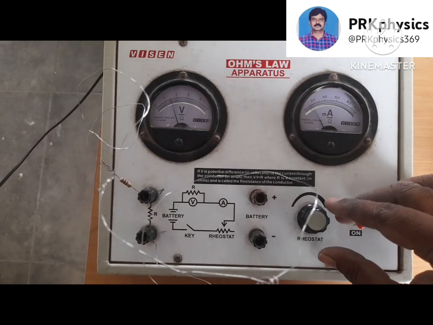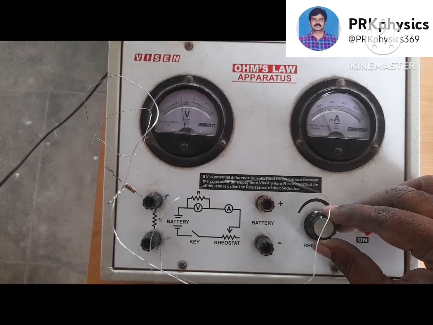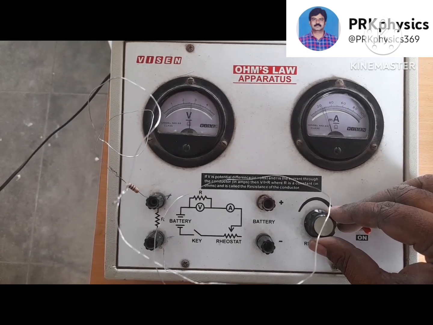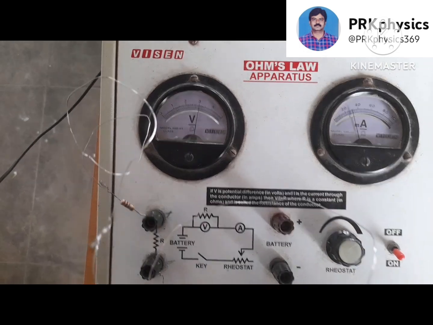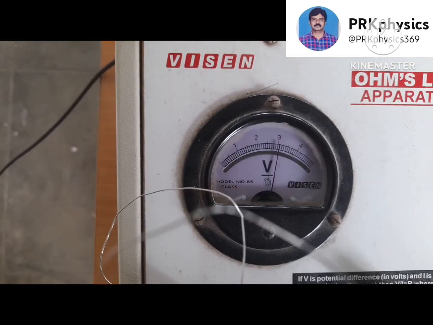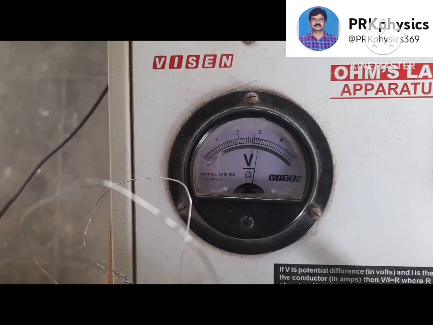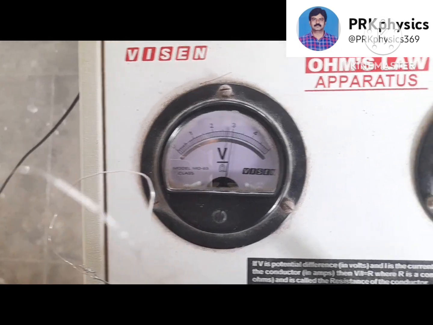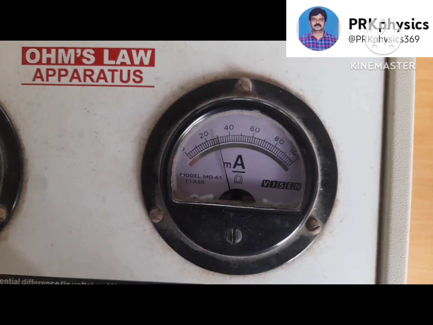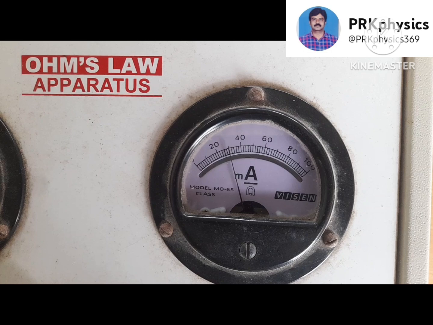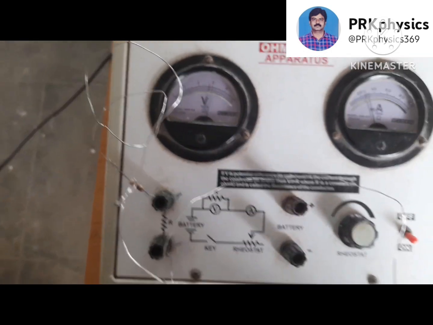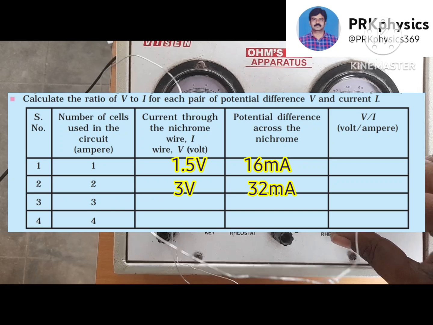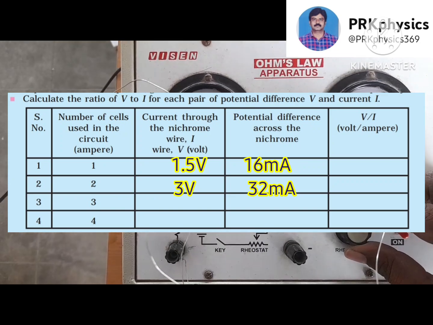Now by adjusting the knob of a rheostat, I am increasing the potential difference across the nichrome wire to 3 volts. You can observe the voltmeter. For 3 volts potential difference across the nichrome wire, we can see the current in the ammeter, which is around 32 milliamperes. You can note down these values in the table provided in the lab activity.